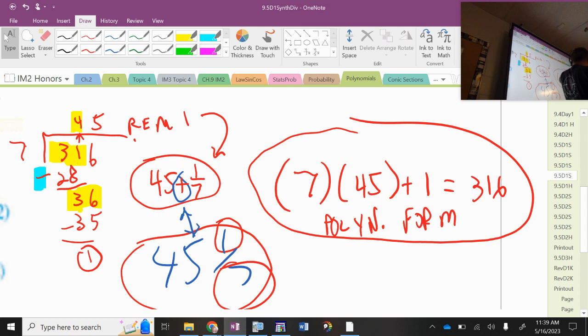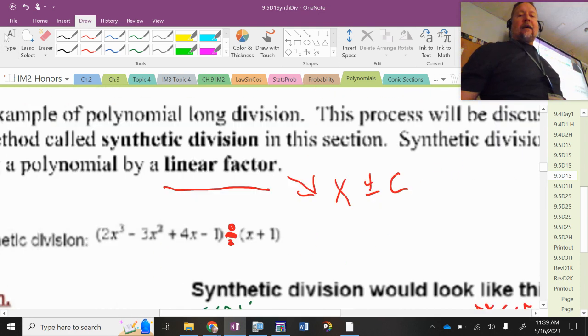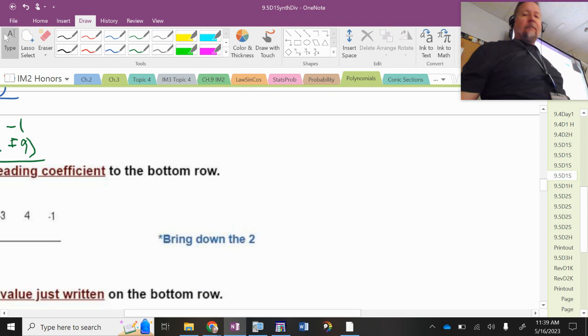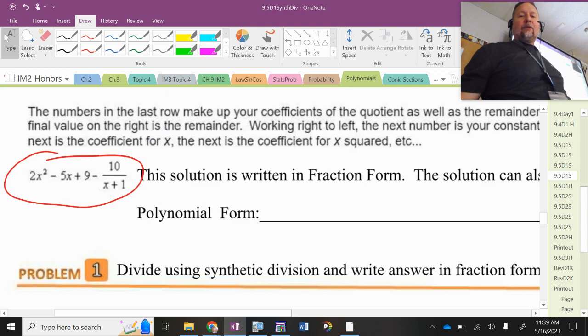So it's writing it like this. This is what polynomial form is. And I am going to share this with you for next year. And then you'll forget, and then you'll have to be retaught it.